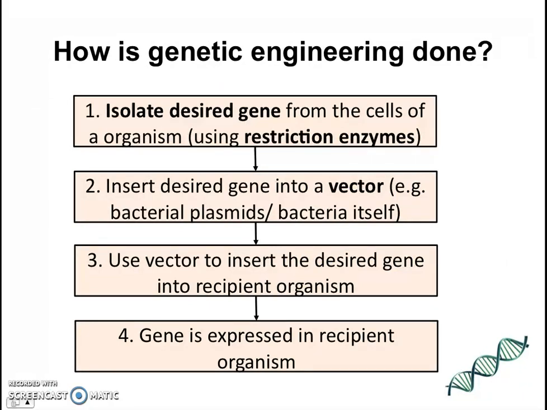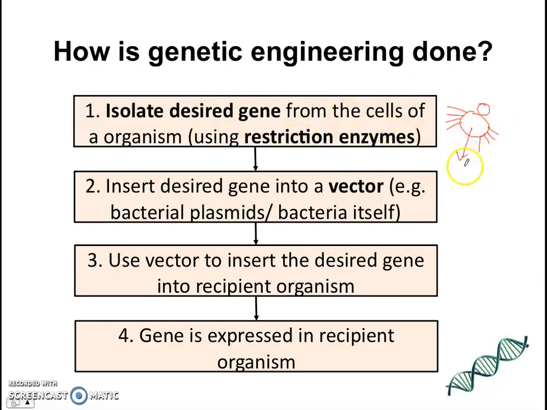But how exactly is it done? What are the steps involved? Okay, so let's take the example of trying to transfer the spider silk making gene from the spider to the goat. Okay, so the first step is that I need to actually isolate my desired gene. In this case, my desired gene is the spider silk making gene. So I need to isolate it. I need to take it out from the cells of the spider. And this process involves what is called restriction enzymes, which we'll take a look at later.